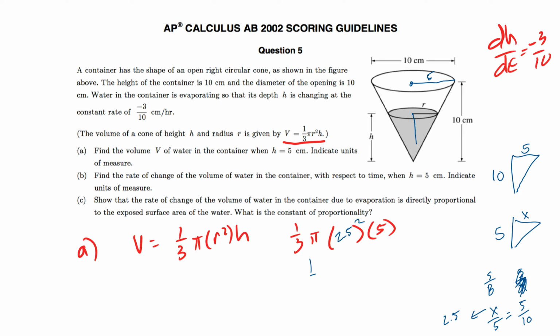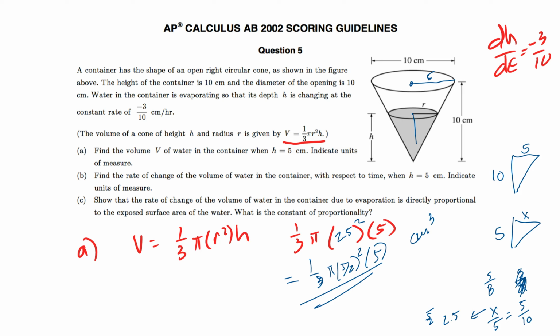Squared. So 1/3 times pi. You can make that 5/2 if it makes you feel better. So 5/2 squared times 5. That's the volume. You can leave it like that. Indicate units of measure. Volume is cubed, so just put centimeters cubed. No tricky things there, guys.